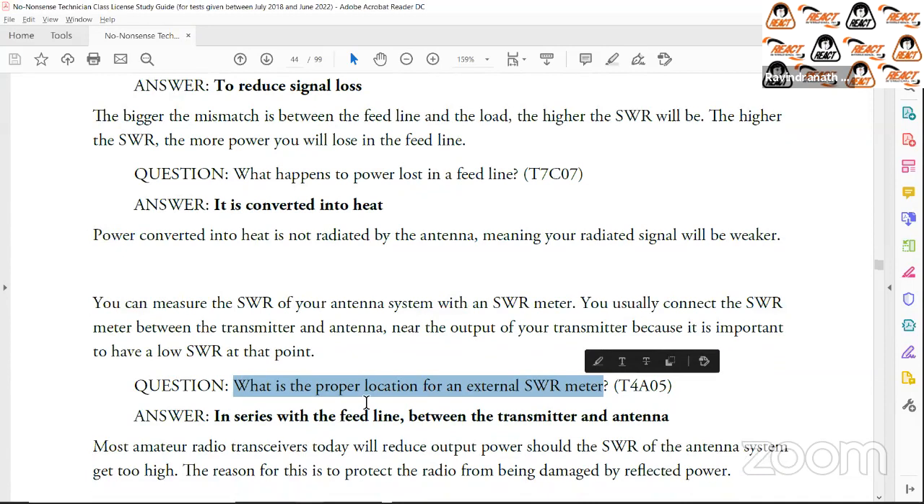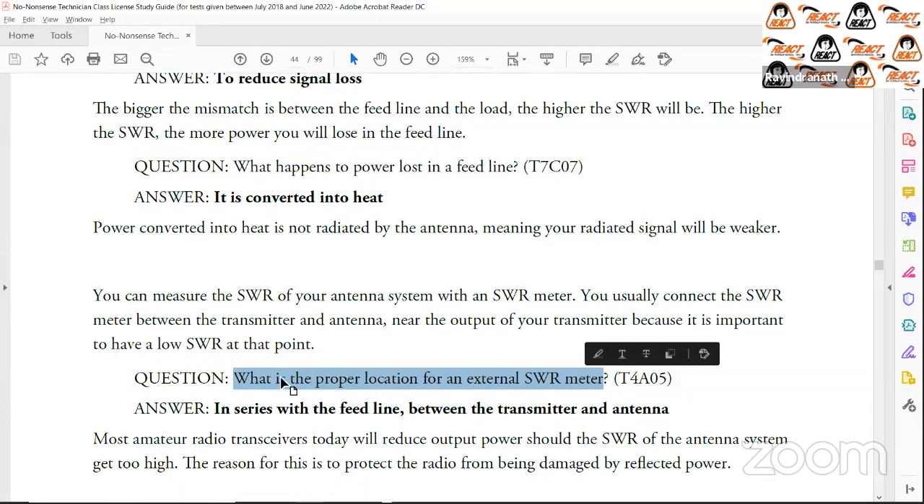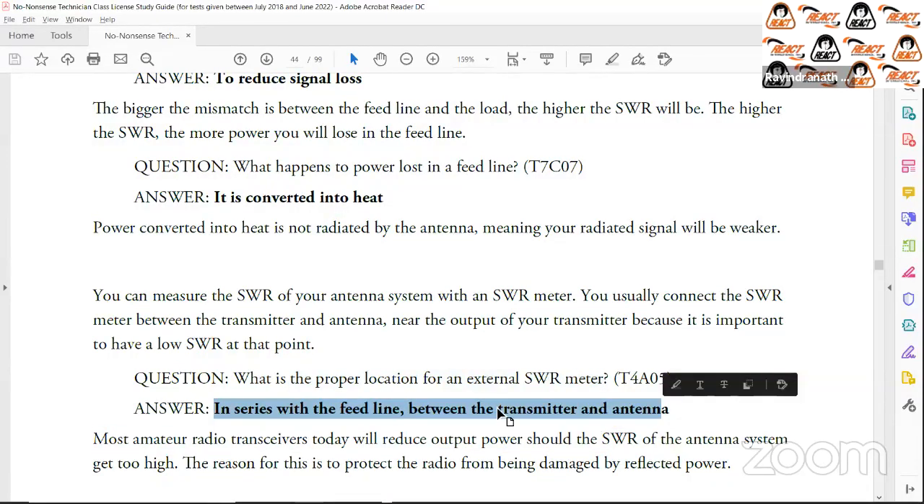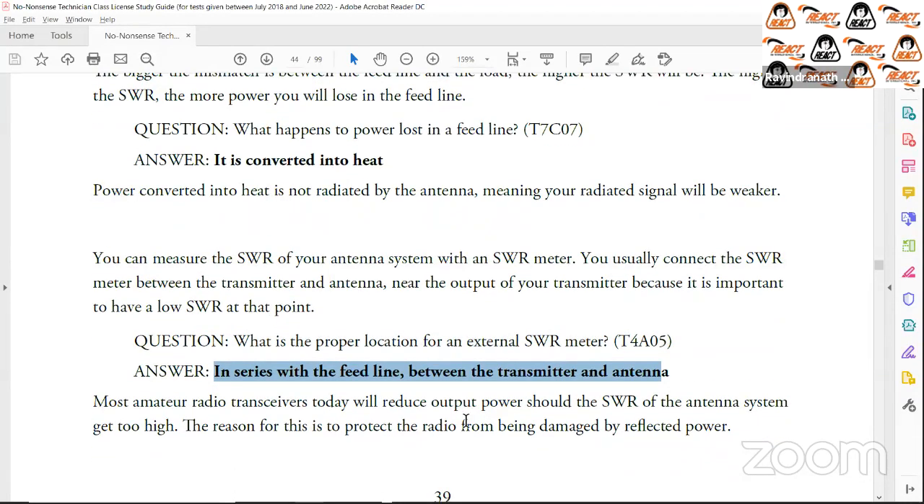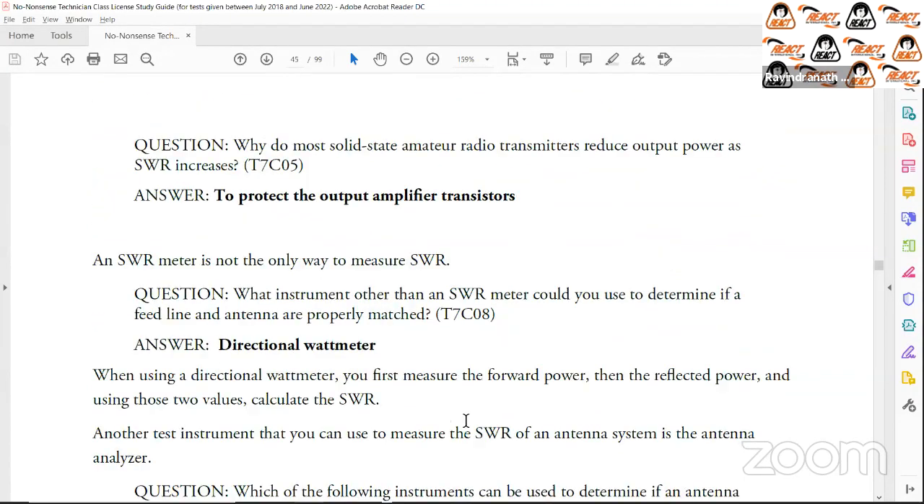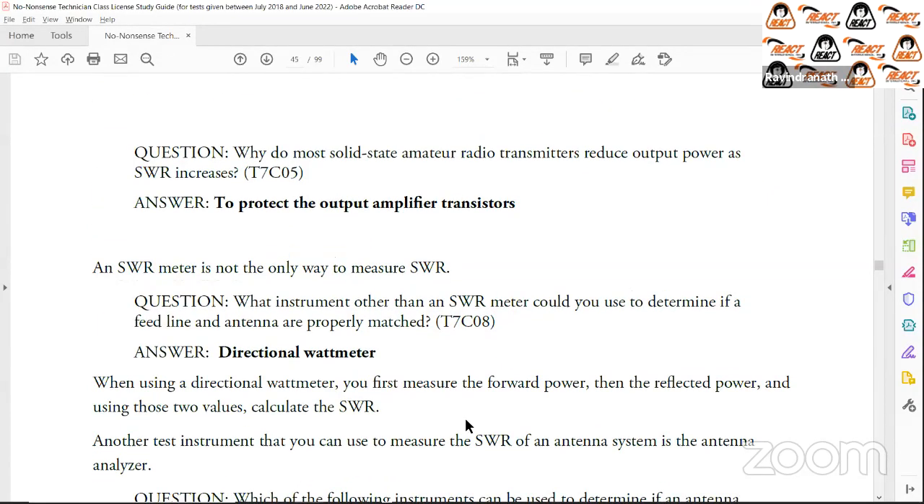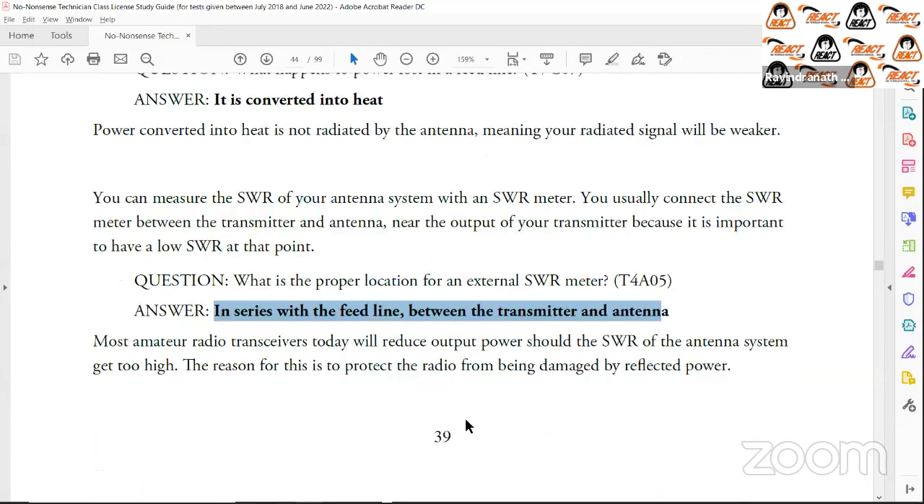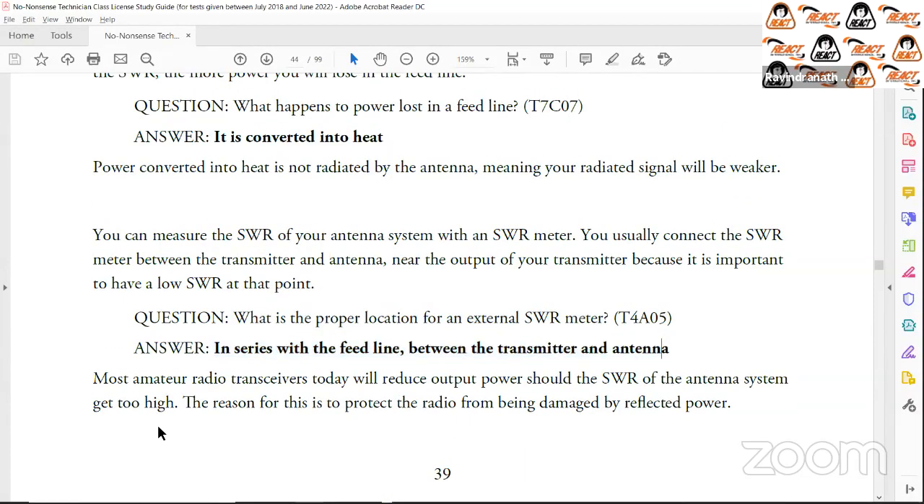We had a diagram that showed this, so we'll deal with this question very quickly. What is the proper location for an external SWR meter? Remember the diagram: we showed the radio, and right after the radio was the SWR meter, then the feed line going to the antenna. So we install the SWR meter between the transmitter and the antenna. So you can just look over that diagram. All right, so let's stop here on page 39.